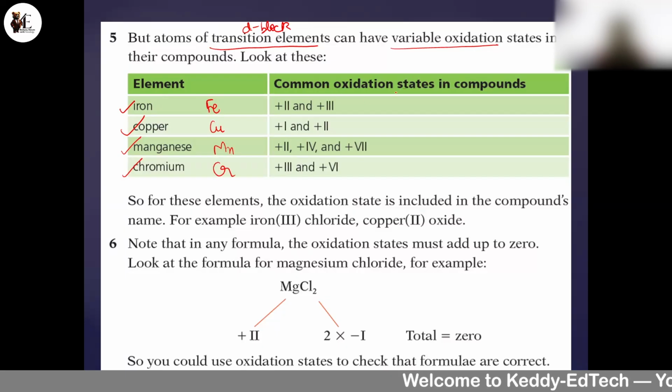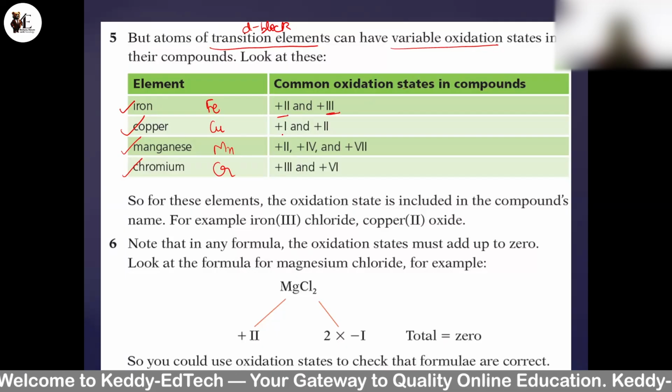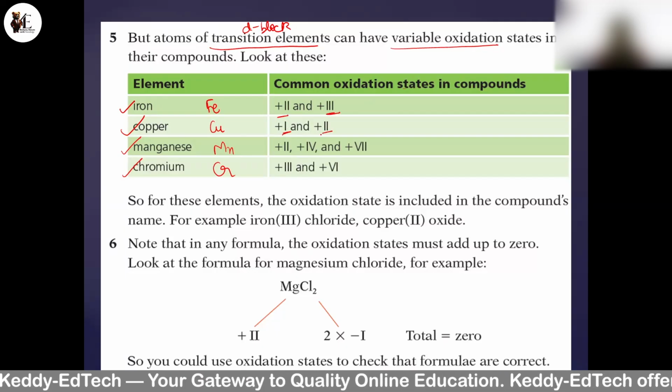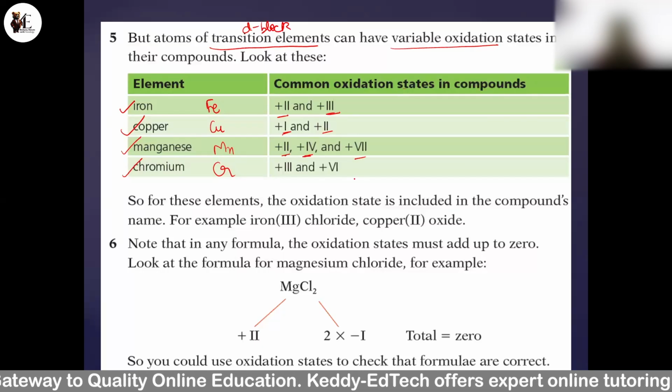So they show some common oxidation states. They show some variable oxidation states. Like iron can show +2 and +3. Copper can show +1 and +2. And manganese can show +2, +4, and +7.